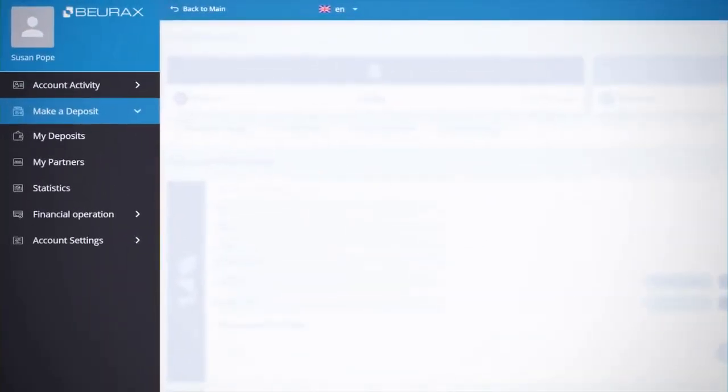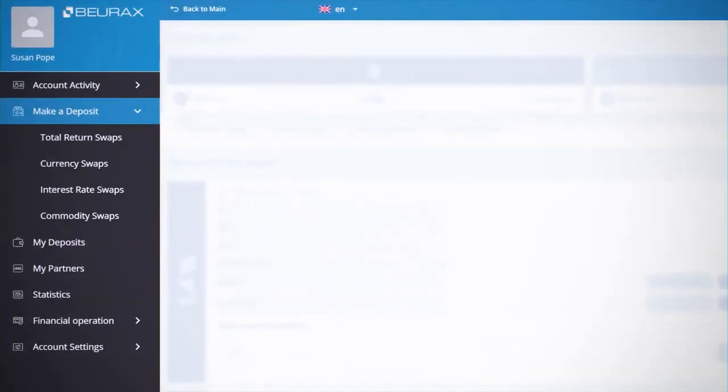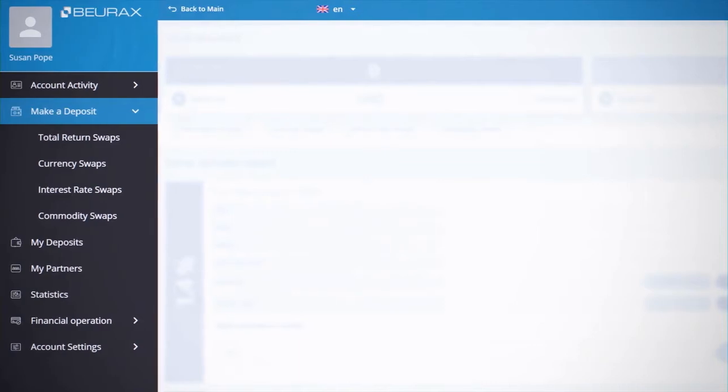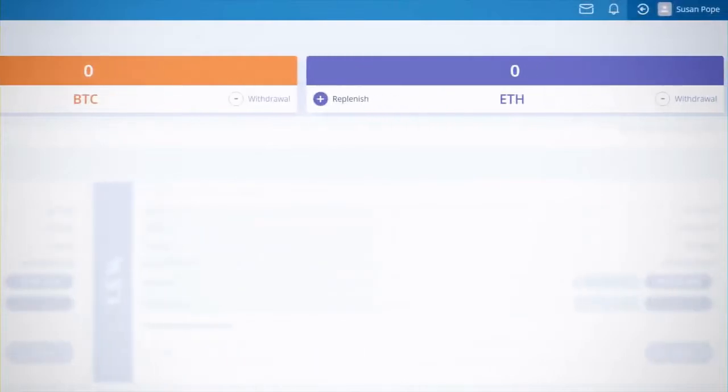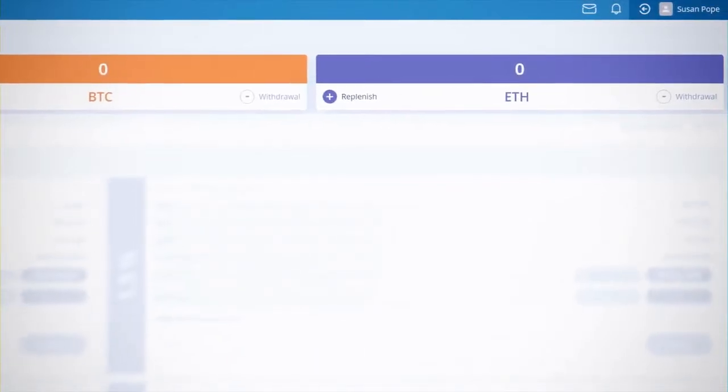In this video, I will introduce you to the categories of investment plans that are available to every Beurax client. Beurax offers investors 4 categories of investment plans with different levels of profitability and profit conditions. You can activate deposits in USD, BTC and ETH currencies. Profit accrual on deposit is made in the corresponding currency in which the deposit was activated.